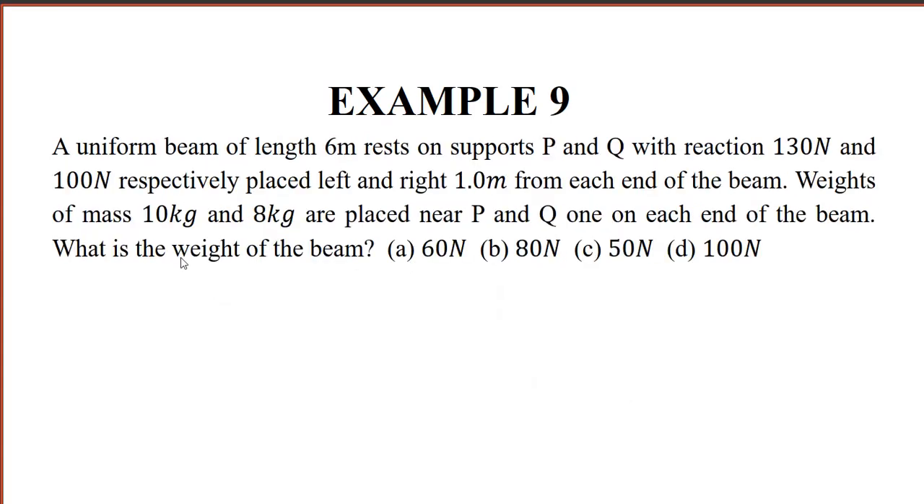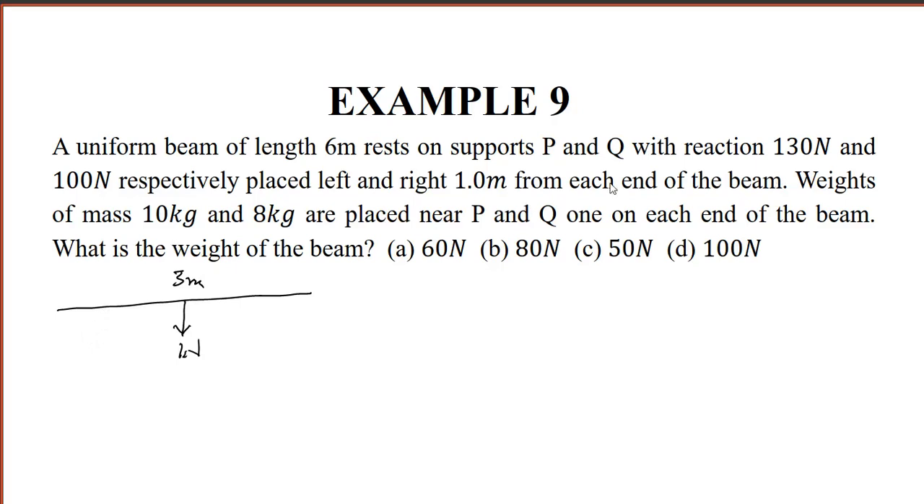A uniform beam 6 meters long rests on supports P and Q with reactions 130 Newton and 100 Newton respectively, placed 1 meter from each end of the beam. Now let's have our beam. The beam is uniform, number one, and it is 6 meters long. So the weight of the beam will be at the middle. We don't know that weight. Let's call it W. This will be 3 meters.